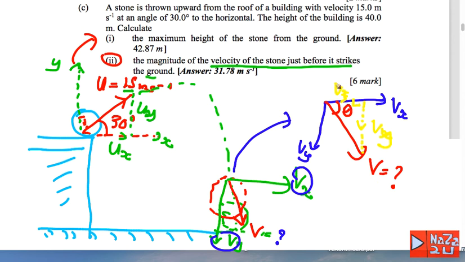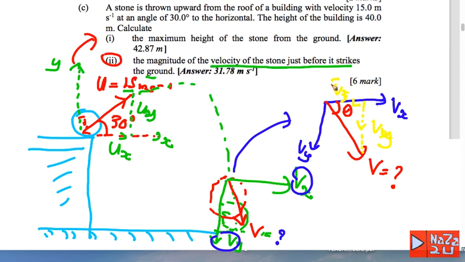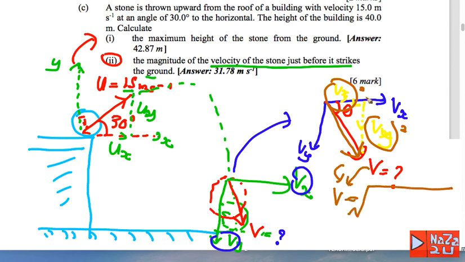But the question asks you to calculate the value of v. For v here, we have vx and we have vy. So you can find the value of v using Pythagoras, meaning v squared equals vx squared plus vy squared. So v here is the square root, Pythagoras, right? This is vy squared plus vx squared. And now the value of vx is constant.